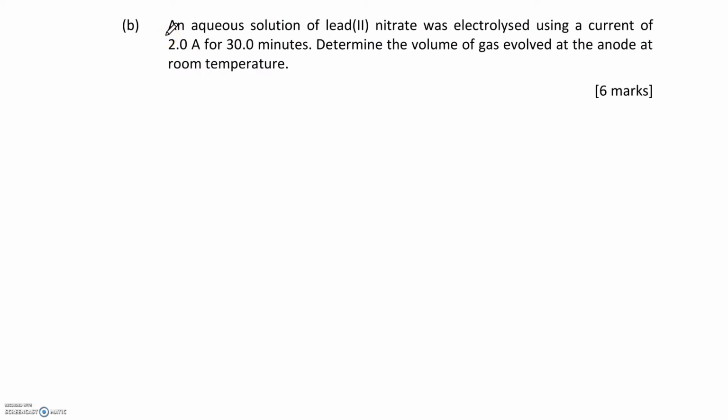Now we will look at question 1b. The question reads, an aqueous solution of lead(II) nitrate was electrolyzed using a current of 2.0 ampere for 30.0 minutes. Determine the volume of gas evolved at the anode at room temperature. From Faraday's first law of electrolysis, we know that the amount of product formed at the electrode will be proportional to the amount of charge that is supplied to the cell.